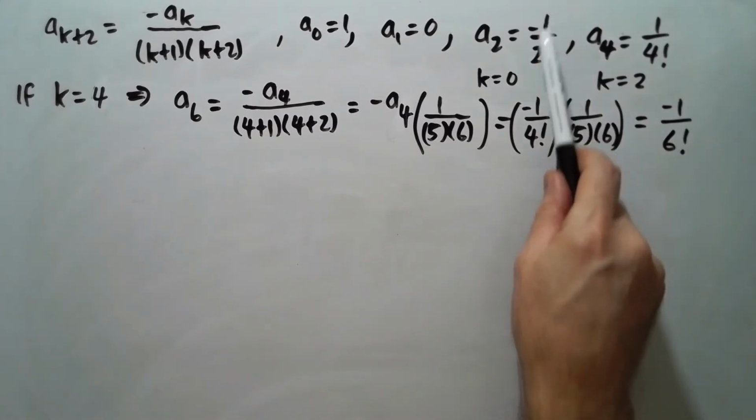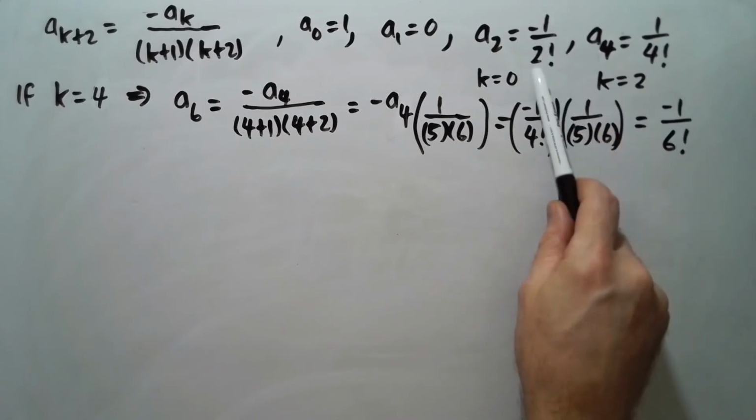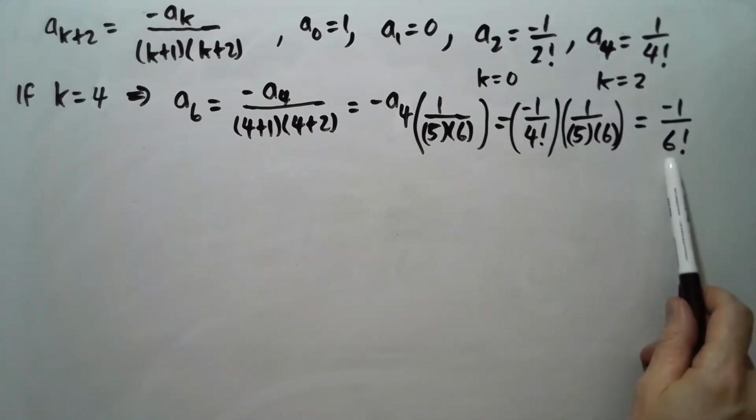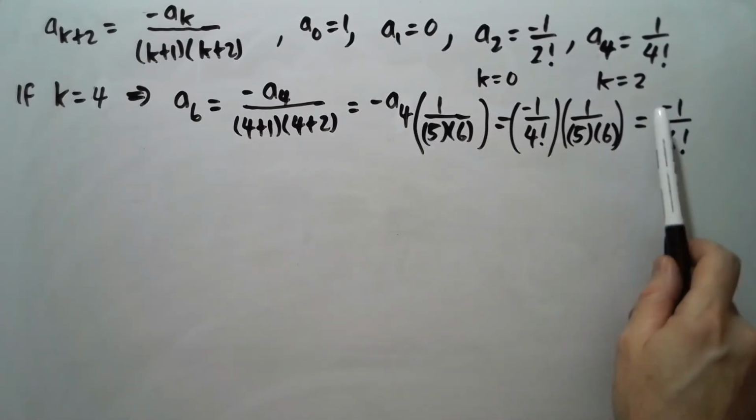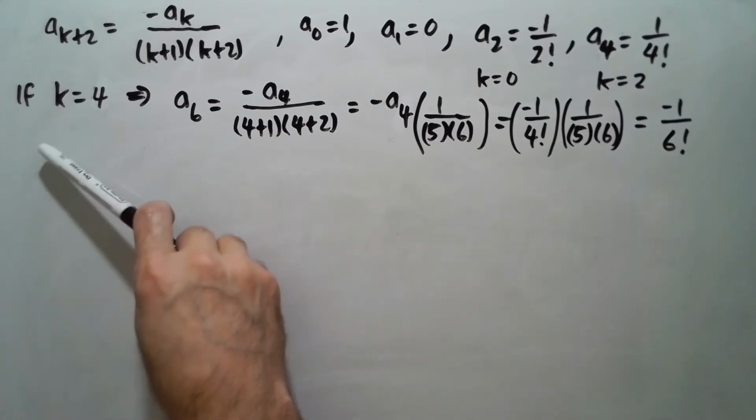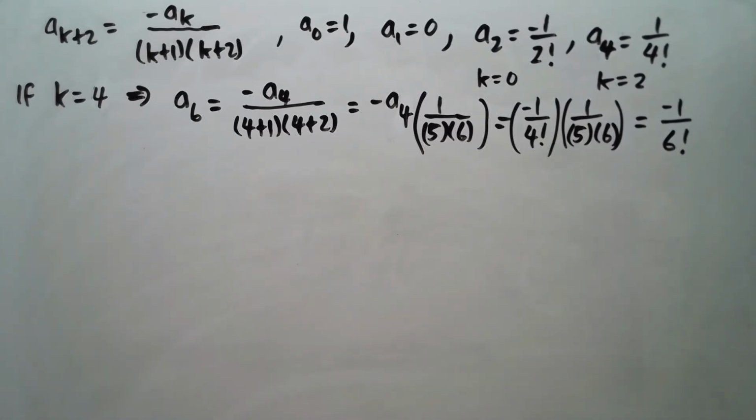Okay, so we can probably start to see a general pattern happening here. So it went negative 1 over 2 factorial, 1 over 4 factorial, minus 1 over 6 factorial. So you can probably guess the next one, when k is 6, should be positive 1 over 8 factorial. Let's just show that, and then we'll try and find a general pattern. So let's do k equals 6.